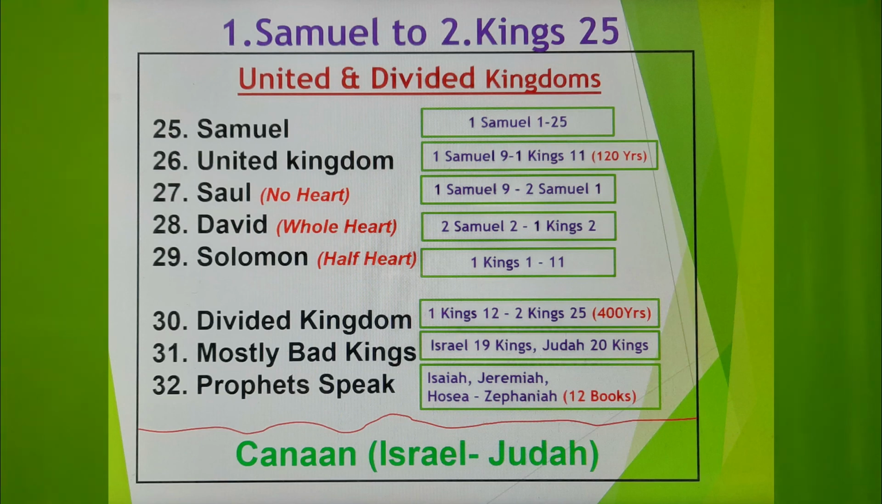Because of one man, because of breaking the law, especially the marriage, that became a business. That marriage, multiplying the wives, made a lot of problems. He became an idol worshipper. And God became angry. And he died. Then the divided kingdom starts from 12th chapter of 1st Kings up to 2nd Kings 25. A 400 years period story is coming there.